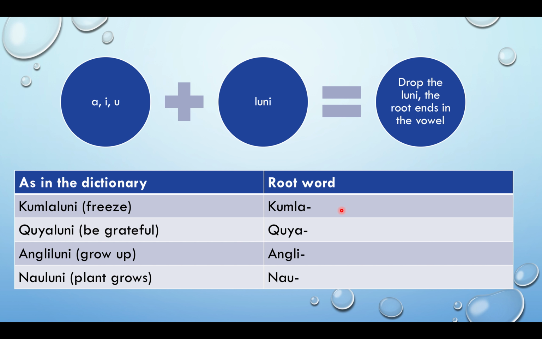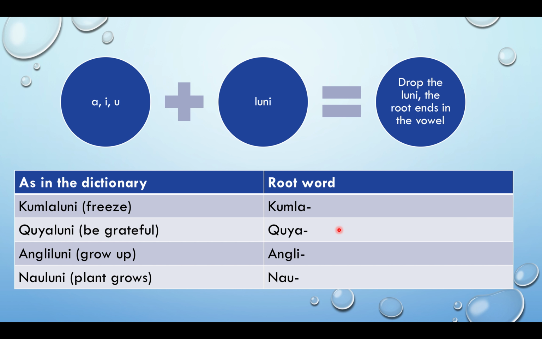And we're going to do exactly the same thing if it ends in a prime vowel. Remember that prime vowels are A, I, and U. The only vowel that's not a prime vowel is that poor E. So if a word ends in an A, I, or U before the luni was added, then all we do is drop the luni ending and the root word ends in the vowel. So we have kumlaluni to freeze. Kumla is the root word.